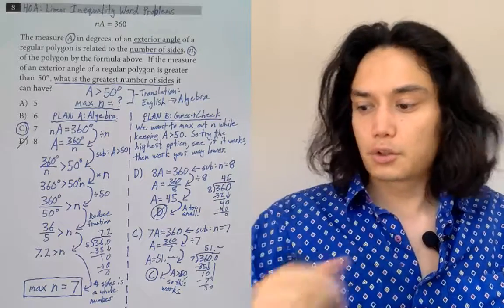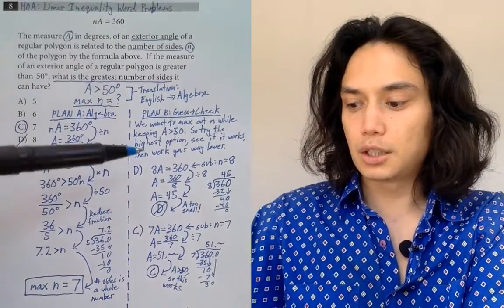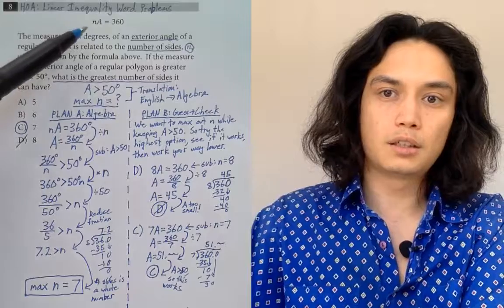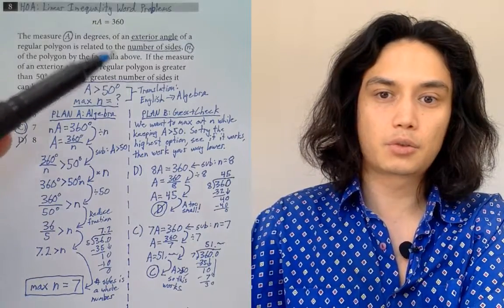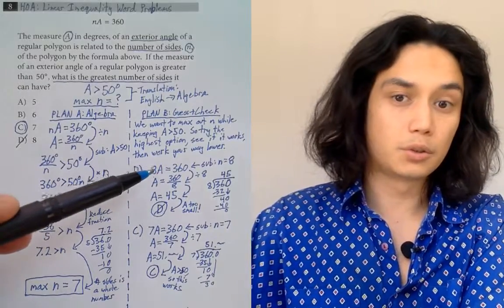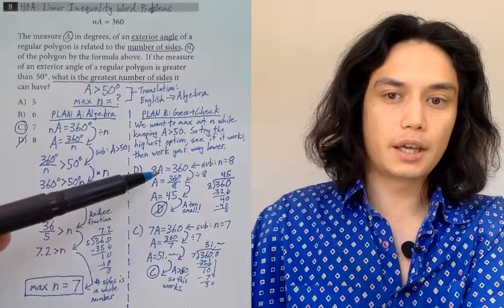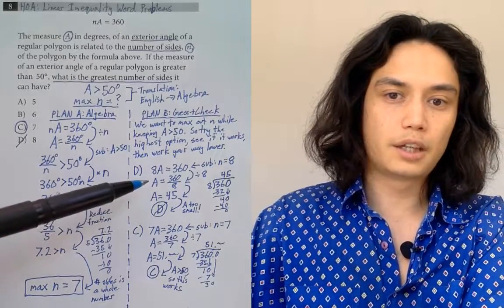And so the first thing we're going to do is take this equation up here, and we're just going to substitute in D's option. Here n is 8. We're going to substitute in that option for n. So here instead of nA equals 360, this is 8A equals 360. We've substituted 8 in for n. And now we're just going to solve for A, right? So A is going to be, we're going to divide both sides by 8. A is going to be 360 divided by 8.